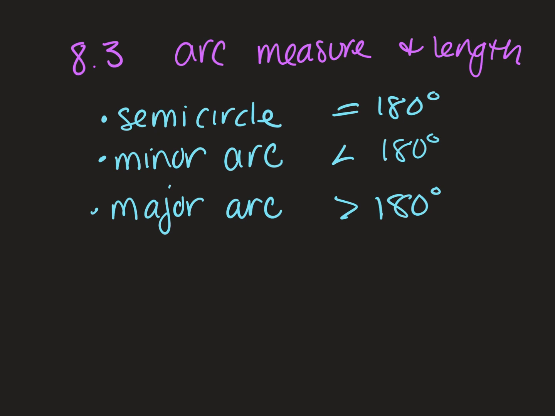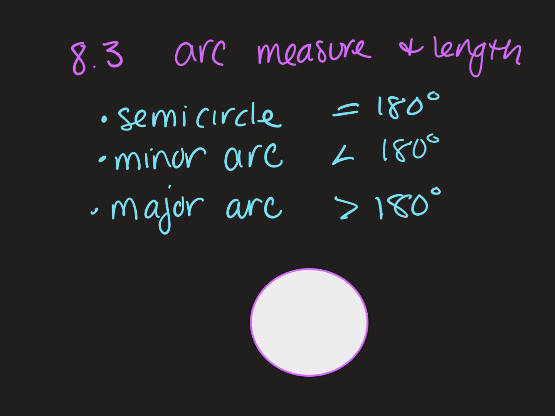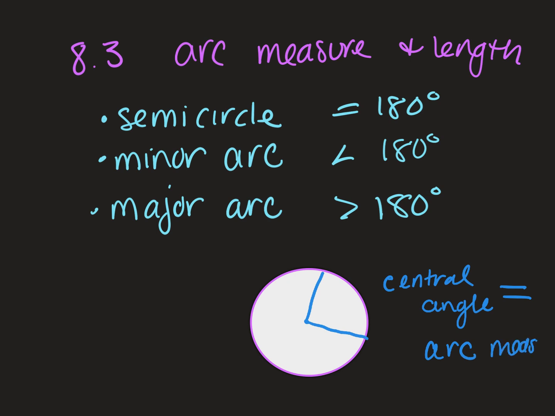When you have a circle, if you have an angle that is formed at the center, that is called a central angle. The central angle measure is equal to the measure of that arc. For example, if this is a 90-degree angle, that means the measure of this arc is 90 degrees. That's the intercepted arc.